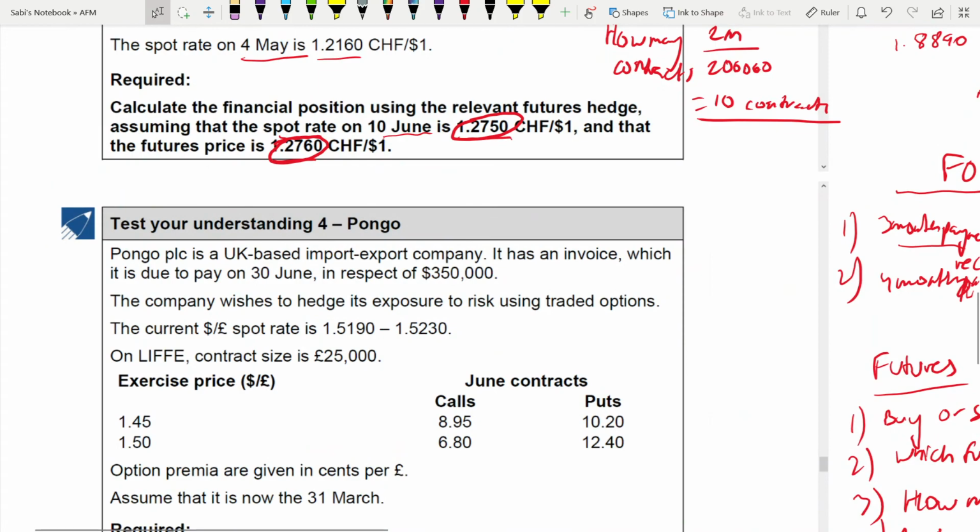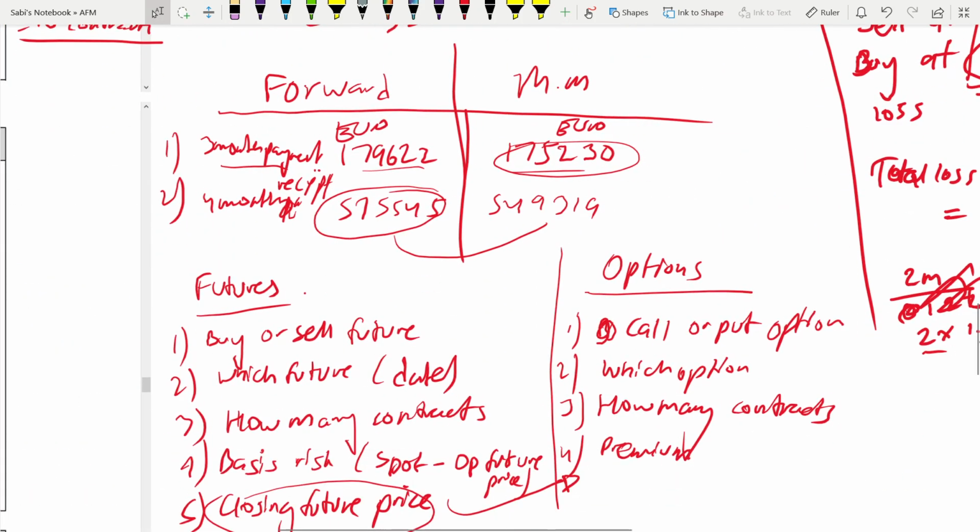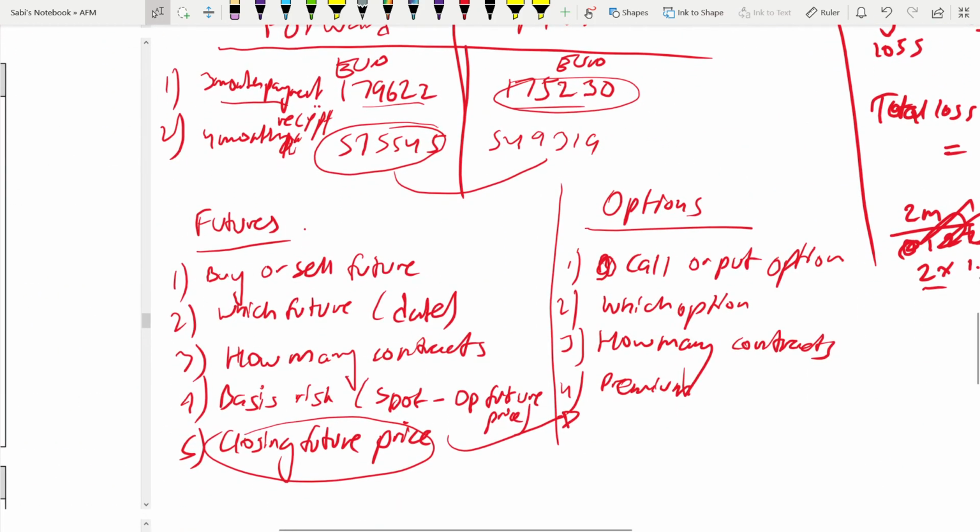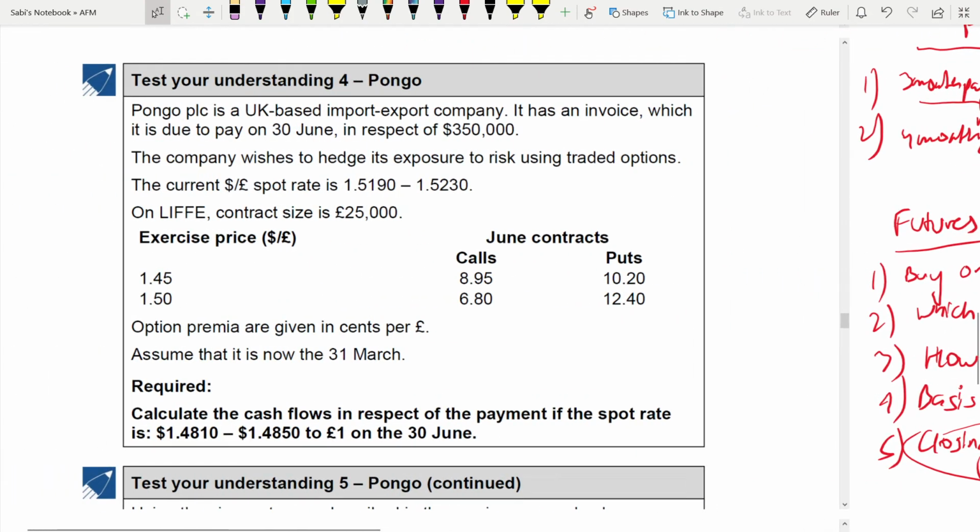So options also we went through recently, right? We had to select call or put, which option, how many contracts, premium, all those things are very similar. So we have test your understanding 4 and 5 for options, because options is not so much in detail. So what's next? Let us start with our options, right?